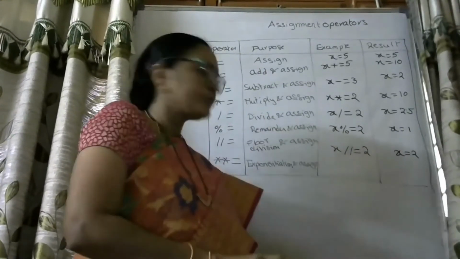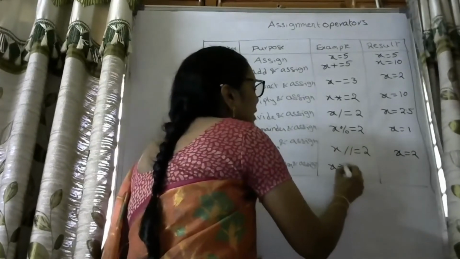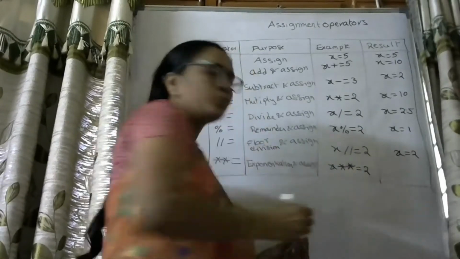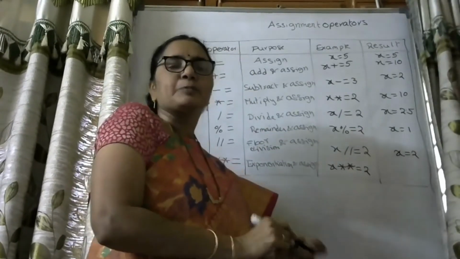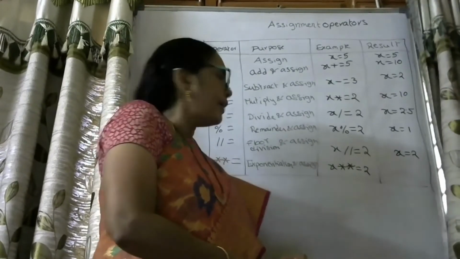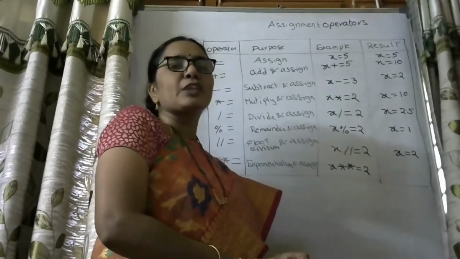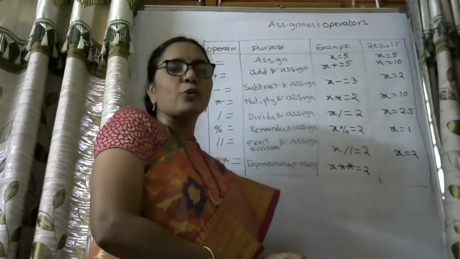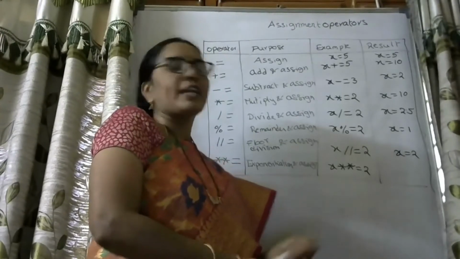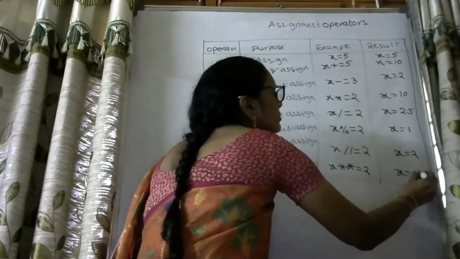Next, exponentiation. If I try to write X double star is equal to 2. That is, X is equal to 5. 5 double star is equal to 2, which is nothing but X is equal to X double star 2. 5 double star 2. 5 to the power of 2 is equal to 25. So X contains 25.